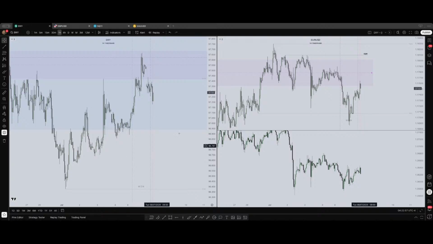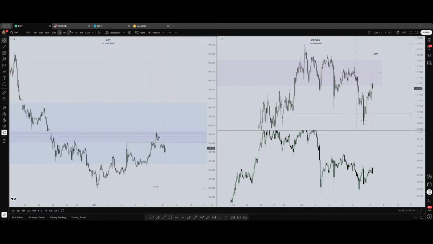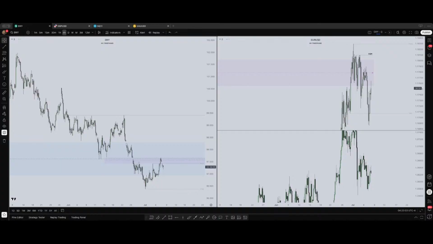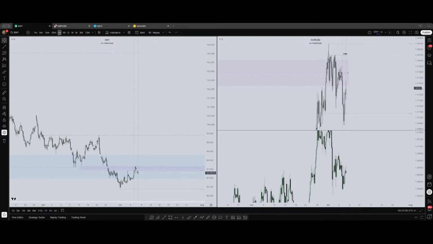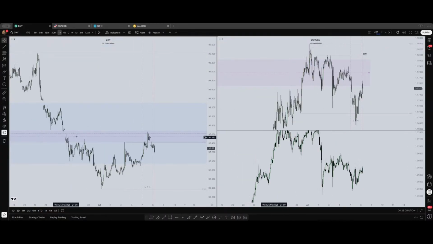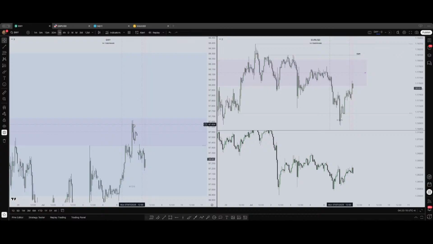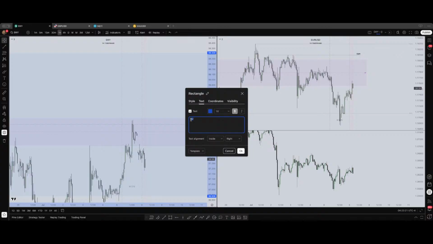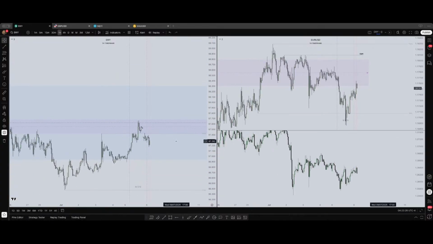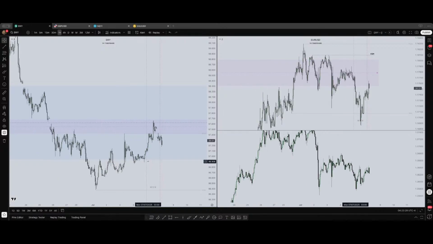So what was I doing here now? So I'm expecting. So far, look how price reacted at the midpoint yesterday. This is the midpoint of the 3-month fair value gap. This is a quarterly fair value gap in the dollar. Look how price reacted at the midpoint.